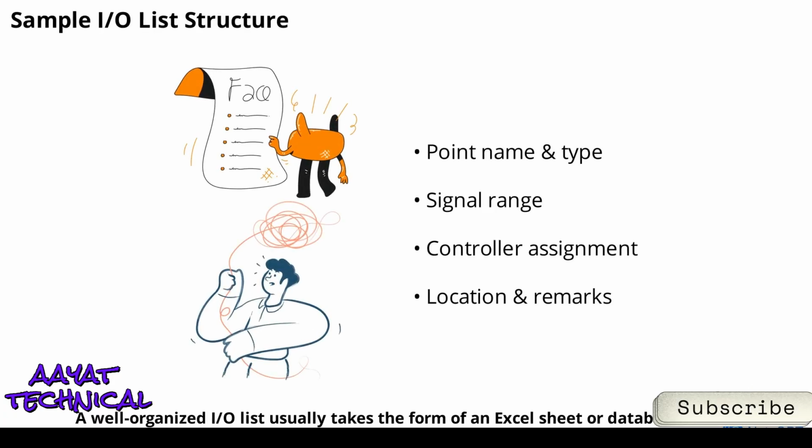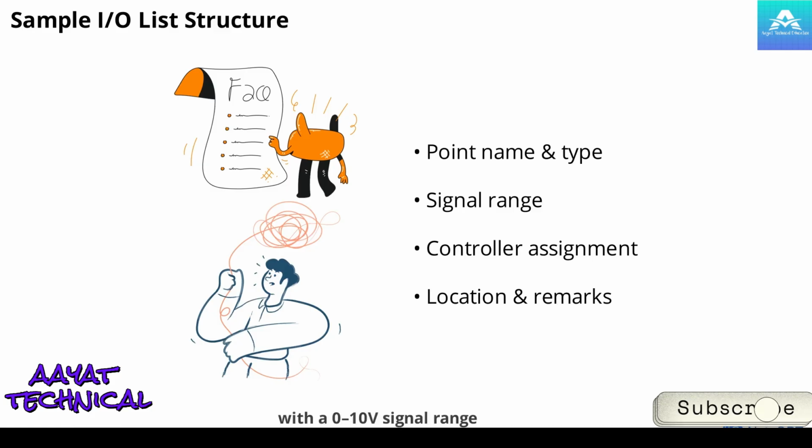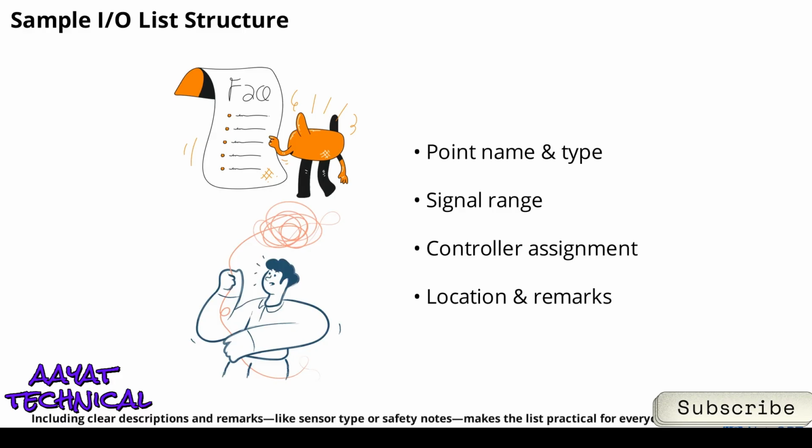A well-organized I/O list usually takes the form of an Excel sheet or database. Each row represents a unique point, with columns for point name, type, description, signal range, controller assignment, location, and remarks. For example, you might have a chilled water supply temperature sensor as an analog input, with a 0-10V signal range, assigned to a specific controller in the chiller room. Including clear descriptions and remarks, like sensor type or safety notes, makes the list practical for everyone involved, from installers to programmers.